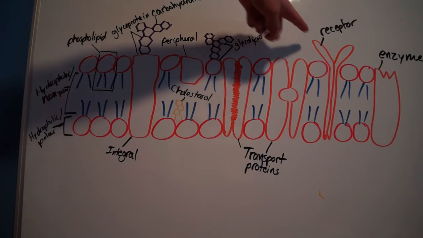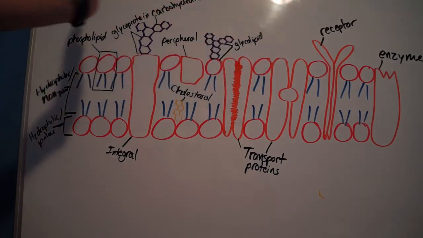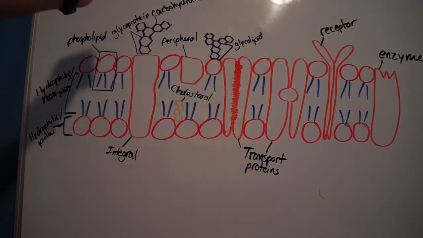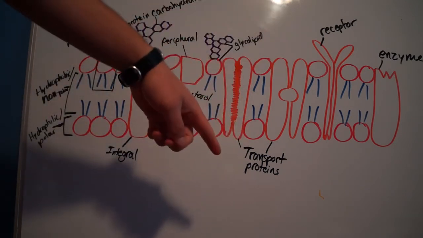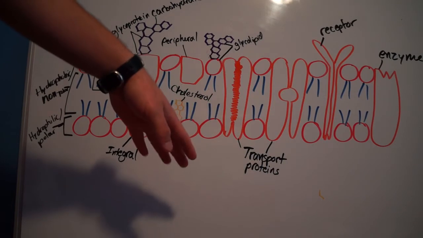And then we have receptor proteins. Those are the ones that are going to grab signals. They have those two little Y hands. They're just going to grab whatever molecule signal is out there that they need to make different signals or start to make certain molecules in the cell.